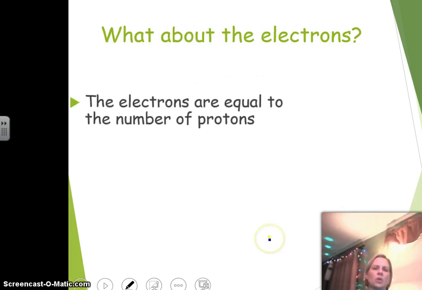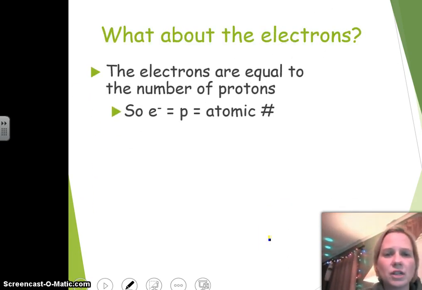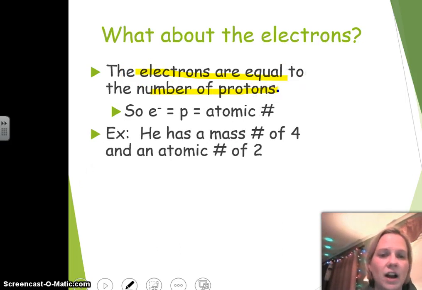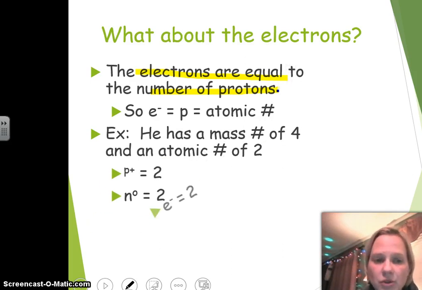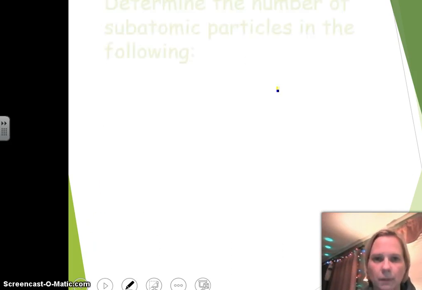All right, so what about electrons? Remember, electrons are equal to protons, so those are the same number. So if I have a mass number of 4 and an atomic number of 2, then my protons are 2, my neutrons are 2, my electrons are 2.